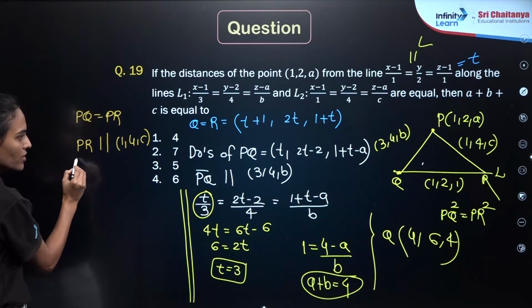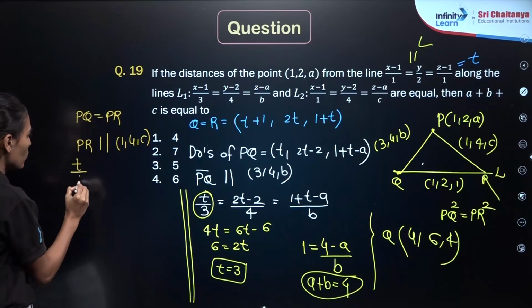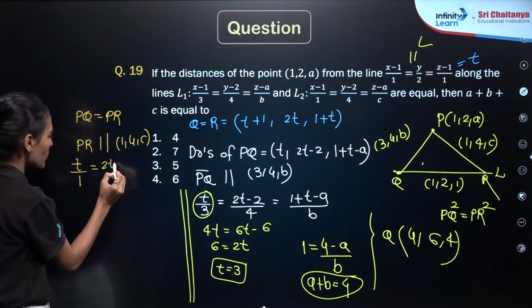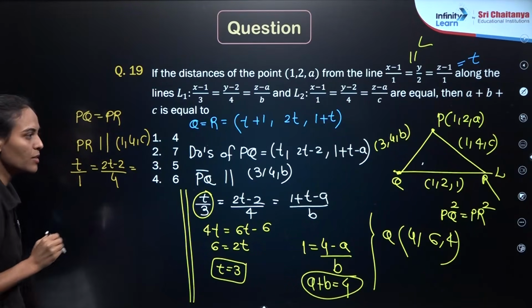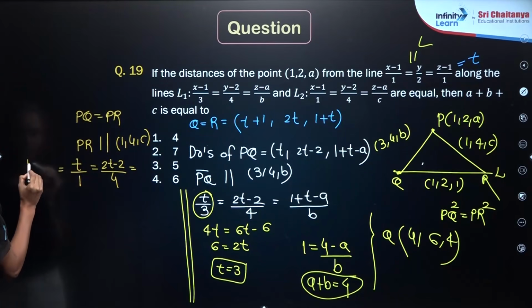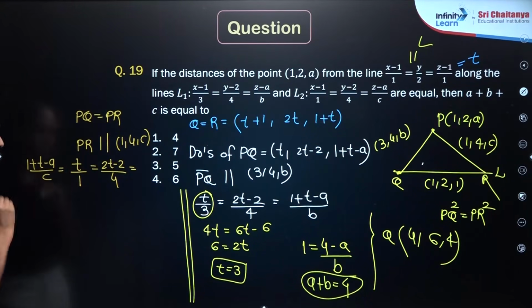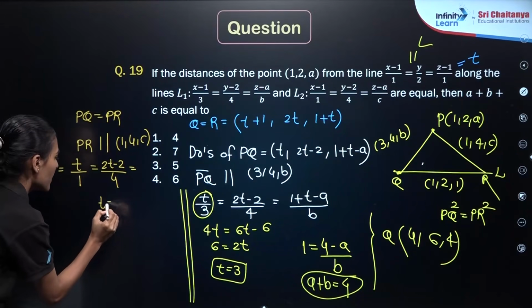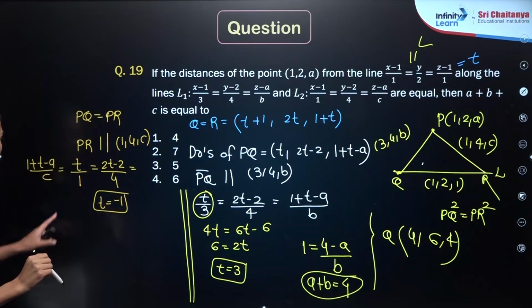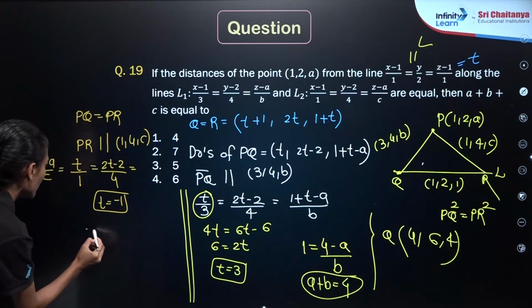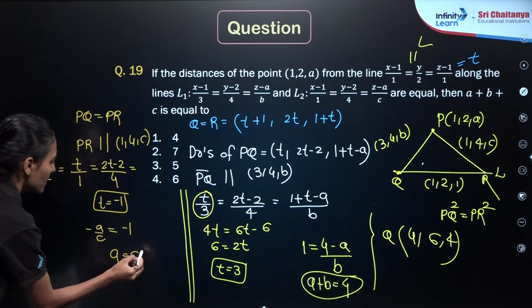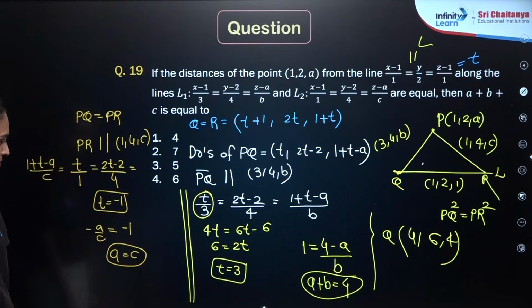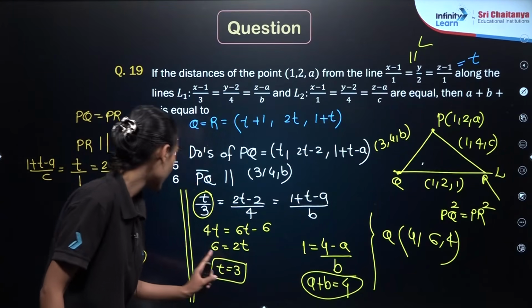So then I will get what? T upon 1 equals 2T minus 2 upon 4, which equals 1 plus T minus A upon C. Right? If you solve these two, you will get T as minus 1. If T is minus 1, you will get 1 minus 1, 0 minus A upon C. You will get it as minus 1, and then you will get A as C. Okay, so you got A as C, you got A plus B as 4.